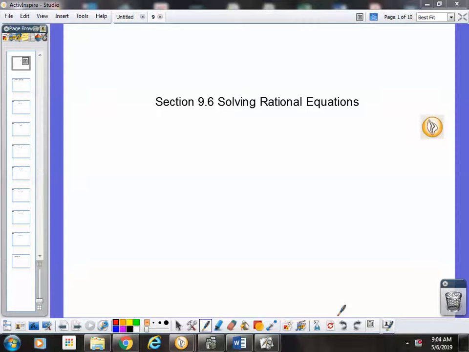This is section 9.6. We are solving rational equations. So just to recap what we've done in the last couple of sections, we have multiplied and divided in the first section. In section 9.2, we added and subtracted rational equations, and today we're going to solve rational equations.